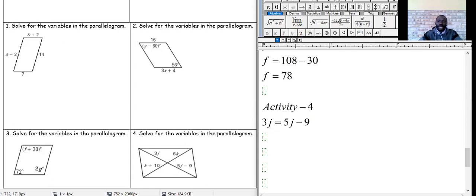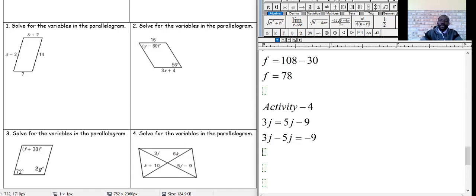Yes, we can find the value of j. What we do is we take 9 from the right-hand side and bring it to the left-hand side. Or we could take 3j from the left-hand side and transfer it to the right-hand side. So many options. We could transfer 5j onto the left-hand side. When we transfer 5j onto the left-hand side, we will leave 9 that way. So let's do it like that. So it's going to be 3j minus 5j equals minus 9.